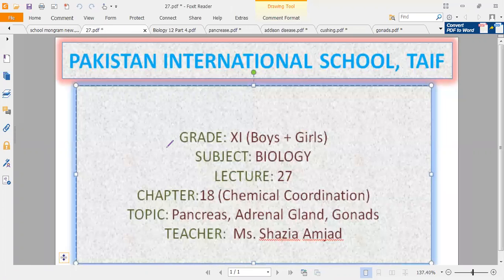Dear students, we are on chapter number 18, chemical coordination, and today we will see pancreas, adrenal gland, and gonads. In the previous lectures, we have studied lots of glands. In that, we have seen thyroid gland, parathyroid gland, pituitary gland, and hypothalamus. Today, we will see some more glands. So let's get started.